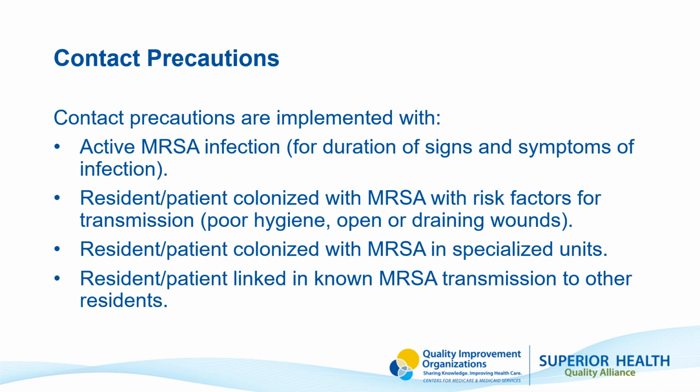Examples of possible situations that will require implementation of the facility's process for contact precautions include all of the following: an active MRSA infection for the duration of signs and symptoms of the infection; a MRSA colonized resident who has risk factors for transmission, such as poor hygiene, open or draining wounds, recurrent infections, or who are unable to contain bodily secretions; and a MRSA colonized resident in specialized units, such as a ventilator unit or long-term acute care unit.